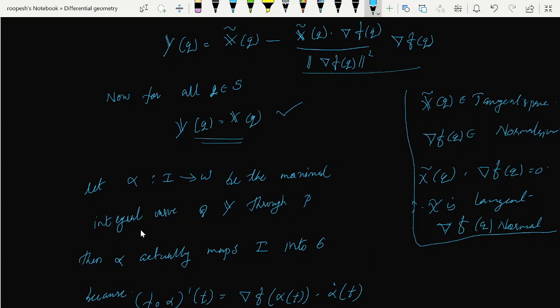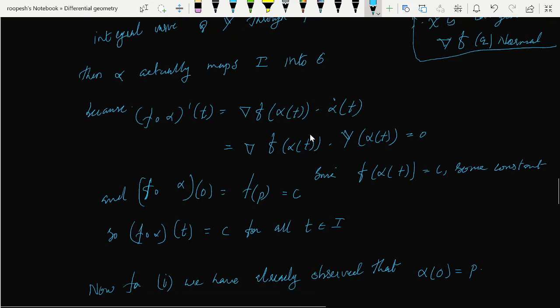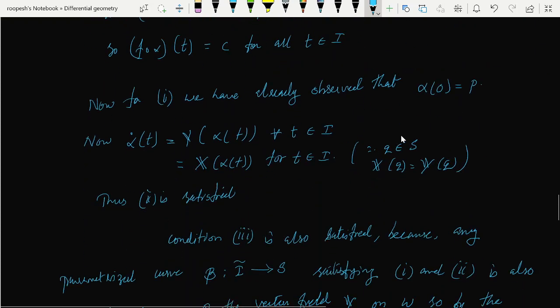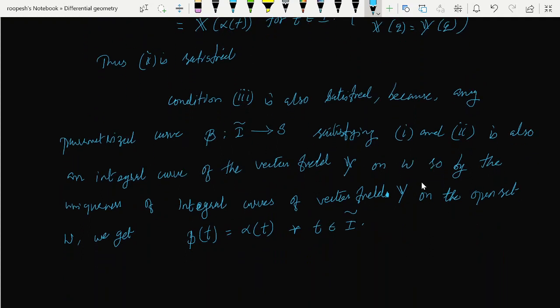Next we can have a maximal integral curve alpha of Y through P. Now we will prove that f composition alpha, or f of P, equal to some C, and we will show the first condition, that alpha of 0 is equal to P. Next, we will prove the second condition, and lastly, using the maximal integral curve idea, we will get the third condition. Now it has a corollary also.